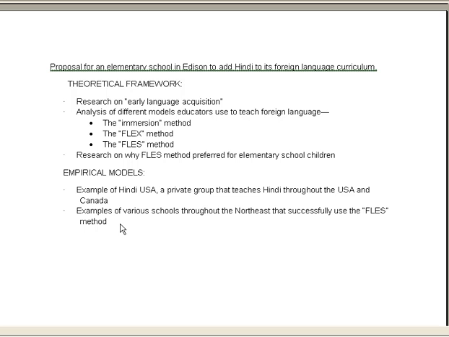And then secondly, she looked at the example of Hindi USA. Now that's a private group that's teaching Hindi, and their models say nothing about whether they're using immersion, FLEX, or FLES. But once she had those terms and concepts under her belt, she could analyze their curriculum and illustrate how, even though they weren't explicitly using the FLES method, when you analyze their particular approach, it was most consistent with the FLES method as opposed to any other ones. So once she had made that link, she was able to show the success that Hindi USA had had and use that as further evidence for the FLES method.